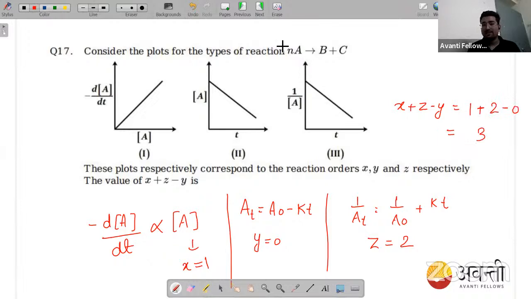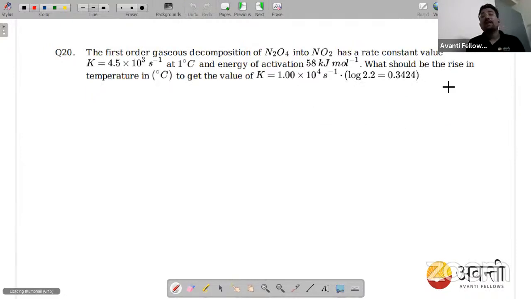We will get the answer as 3. This is basically an integer type question in which we have to exactly calculate the numerical value, and the answer to this question is 3. We have to calculate X plus Z minus Y, and that is 3 only. Is that clear? Anyone, any doubt in this question? Okay, cool. Now coming to the next question.